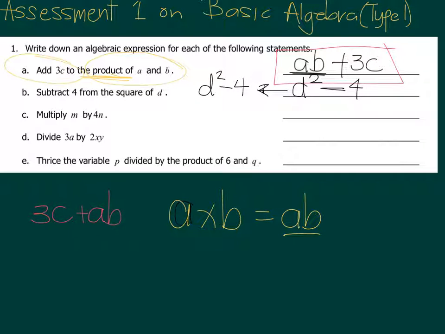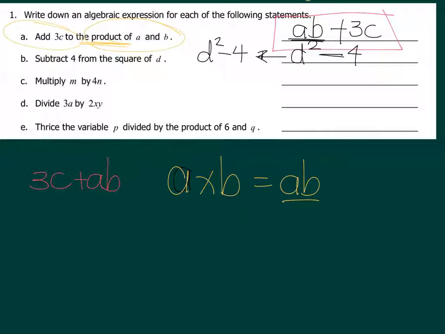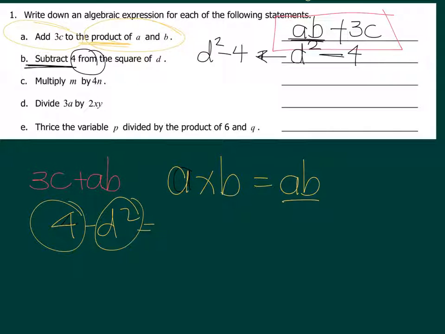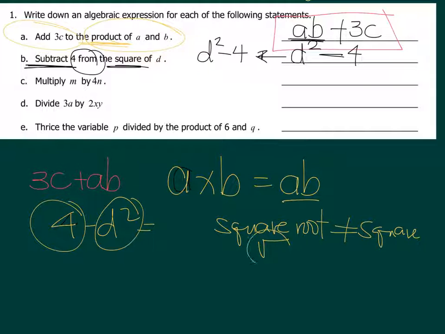Okay, note 4 minus d squared is not correct, because when you say 4 minus d squared, that means you're subtracting d squared from 4. But it says in the given that you have to subtract 4 from the square of d. Note also that the square means the exponent 2. Square root is not the same as taking the square. Square means the exponent is 2. Square root is when you use the symbol for the radical numbers, or the square root sign.